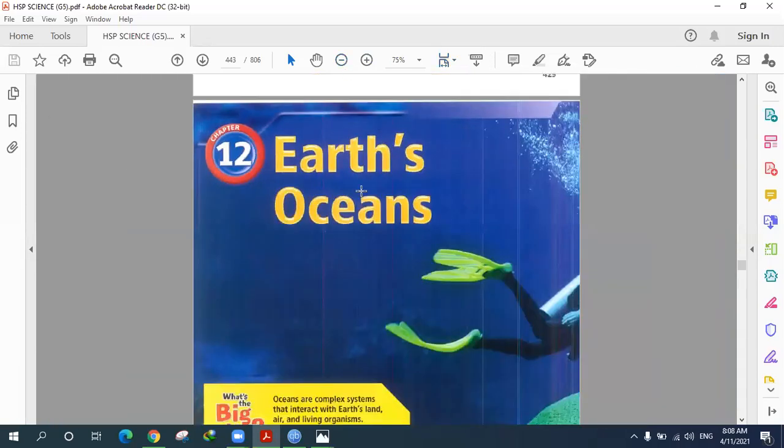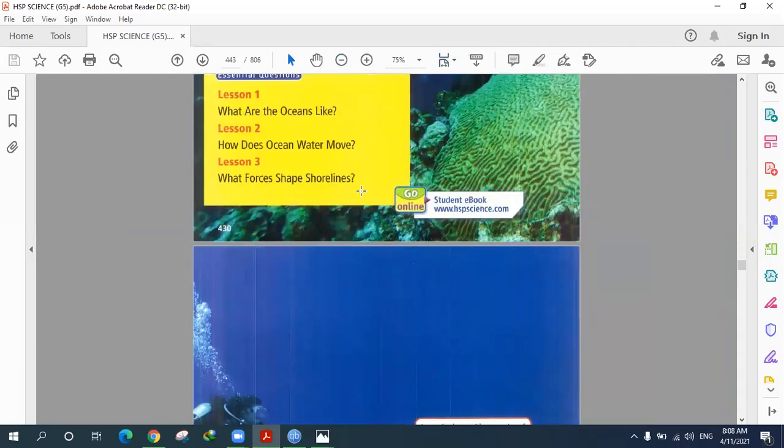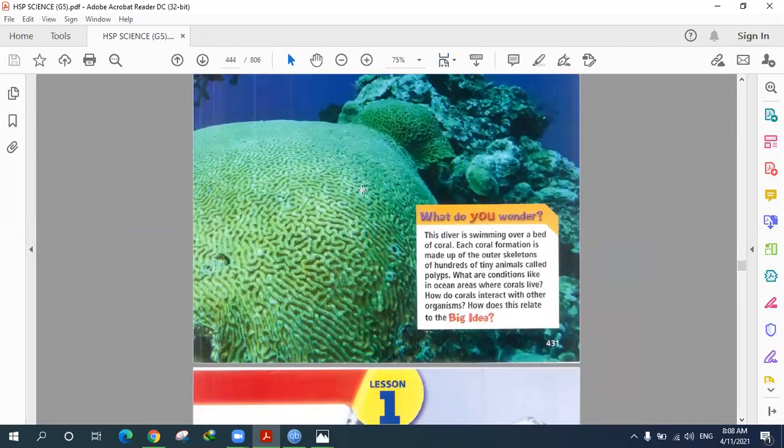I hope you will enjoy this chapter too, because it will show you another perspective of the ocean. Like it's not only just water and we swim in it and that's it. It's actually more than that.